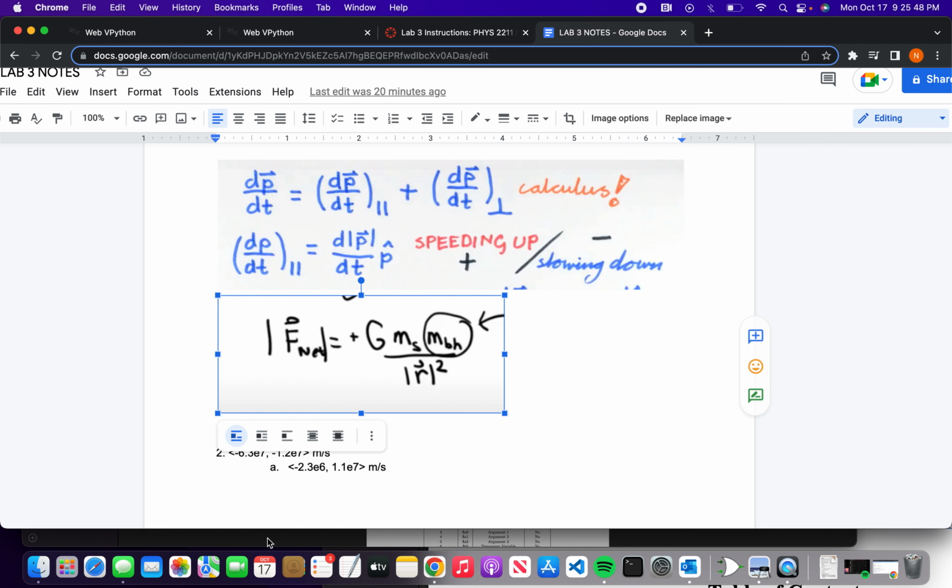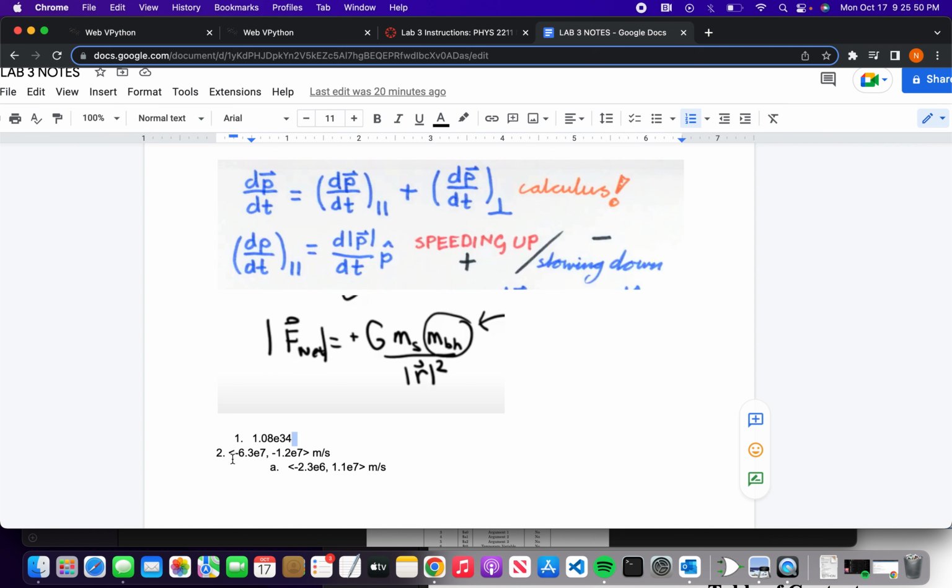We found that a velocity vector of negative 6.3 times 10 to the 7th and negative 1.2 times 10 to the 7th meters per second will allow our ship to get close to the black hole and not get sucked in.